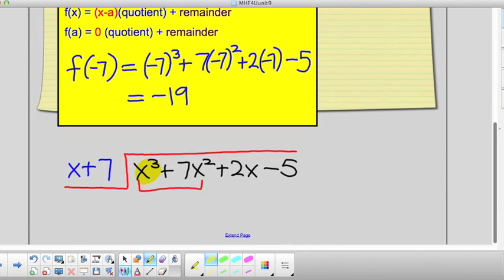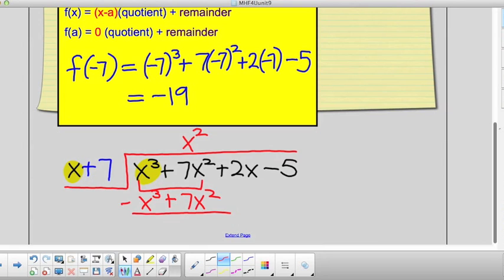So you want to figure out how many times x can go into x cubed, right? I know x times x squared is going to give me x cubed. So I'm going to multiply x plus 7 times x squared. Because this is a binomial, it's going to generate two terms. So I get x cubed plus 7x squared, which works out perfectly.